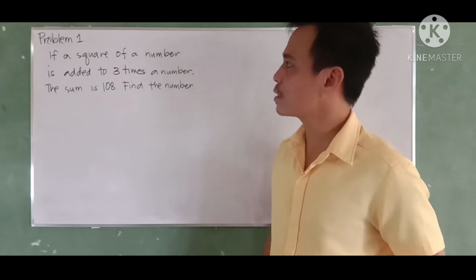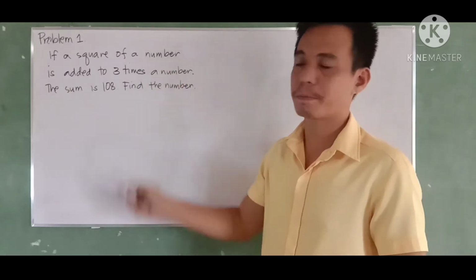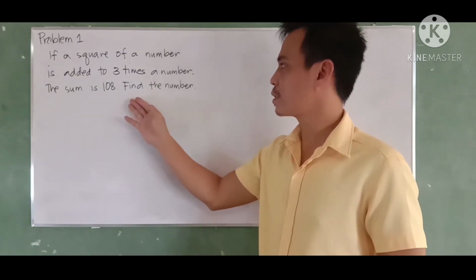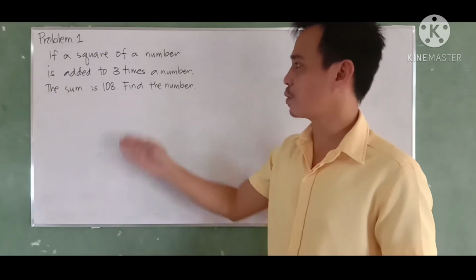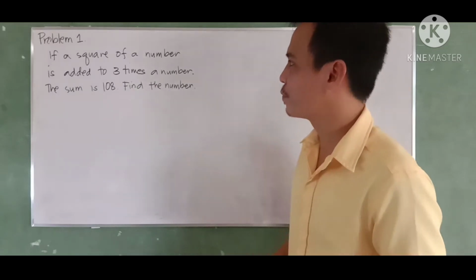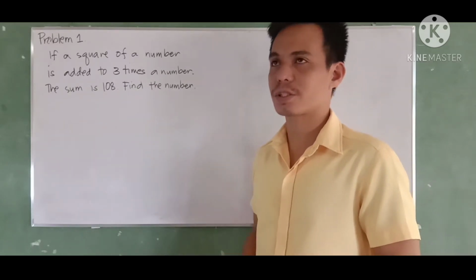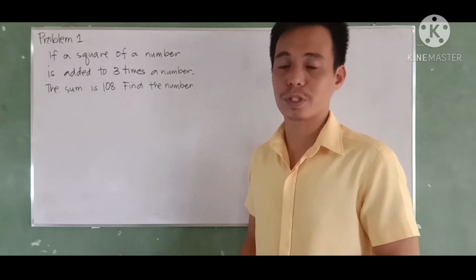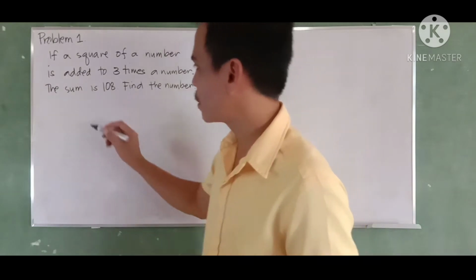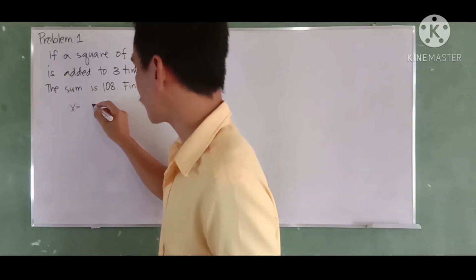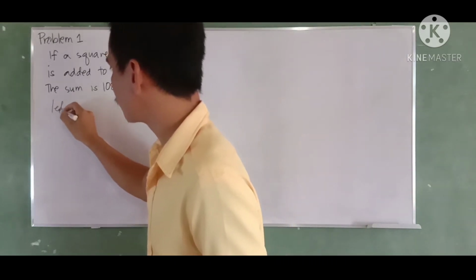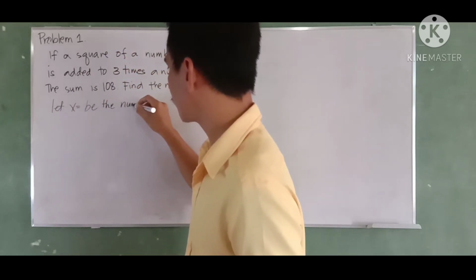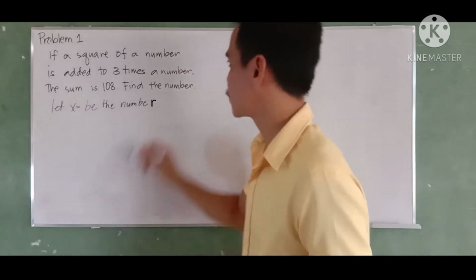So problem number 1, if a square of a number is added to 3 times a number, the sum is 108. So let's find the number. So in this case, since di natin alam yung number, so let's try to put a variable. Gagamitin natin is x. Let x be the number.